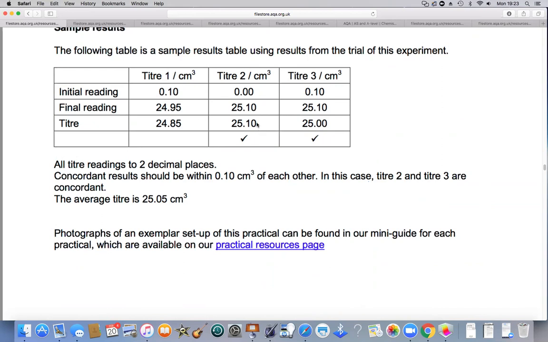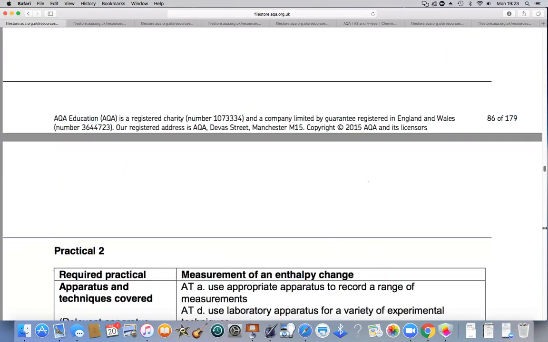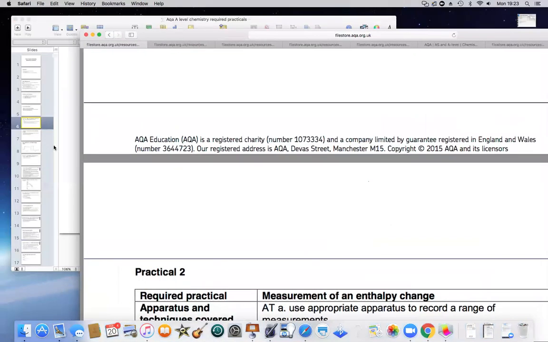If you have a value of, say, 25.05 and 25.10, the average to 2 decimal places will be 25.08, and that's a perfectly acceptable value to give. So a little bit later on, we'll have a look at some example questions. There are 1 or 2 from the specimen paper that deal with this, so we'll come back to that later. It's actually first practical. So let's move on to the second practical. Just go back to my presentation in a moment.